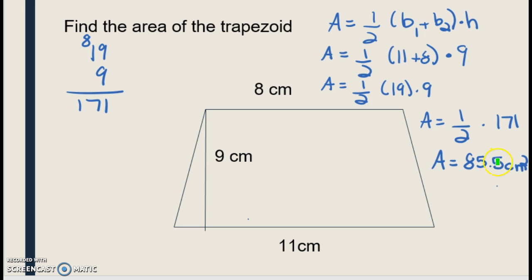Remember, whenever we are doing area, our answer always has to be squared, so make sure you get in the habit of putting that squared on your answer. I'll give you guys a minute to copy that one down and then move on to the next one. Pause it if you need to.